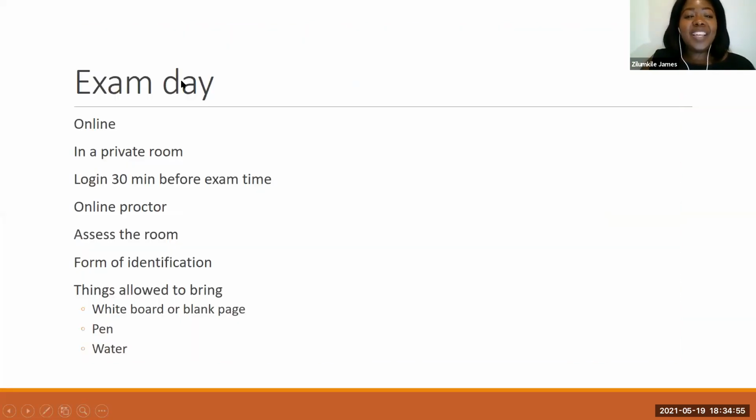Once you've gotten your 85 to 90% pass rate on your simulation exam, you go and schedule your exam. I don't know if they still write exams at various locations, but I wrote mine strictly online. It must be in a private room because they do assess the room itself. You'll be expected to take your camera around the room so that they can see exactly what is in there. Please log in 30 minutes before the exam time to give yourself time to do all these assessments and also to be calm.